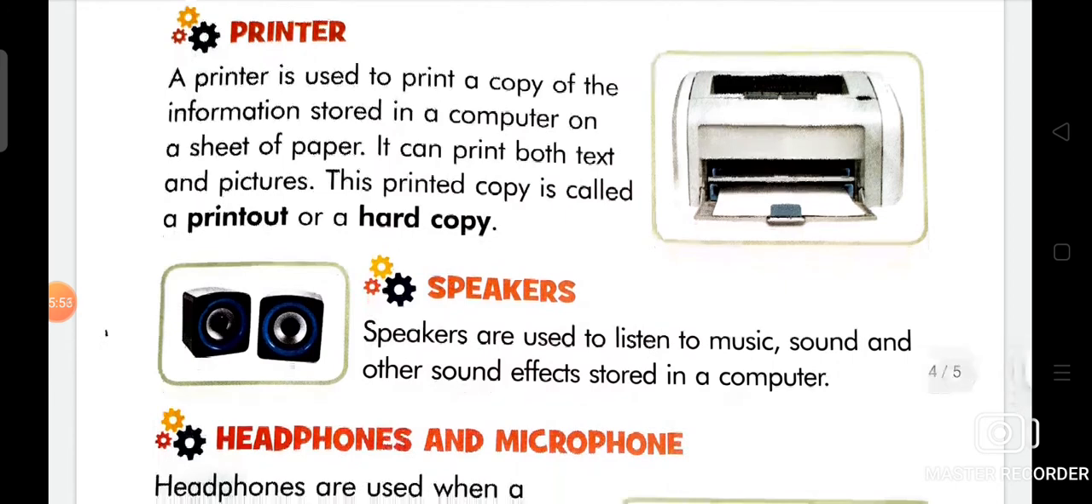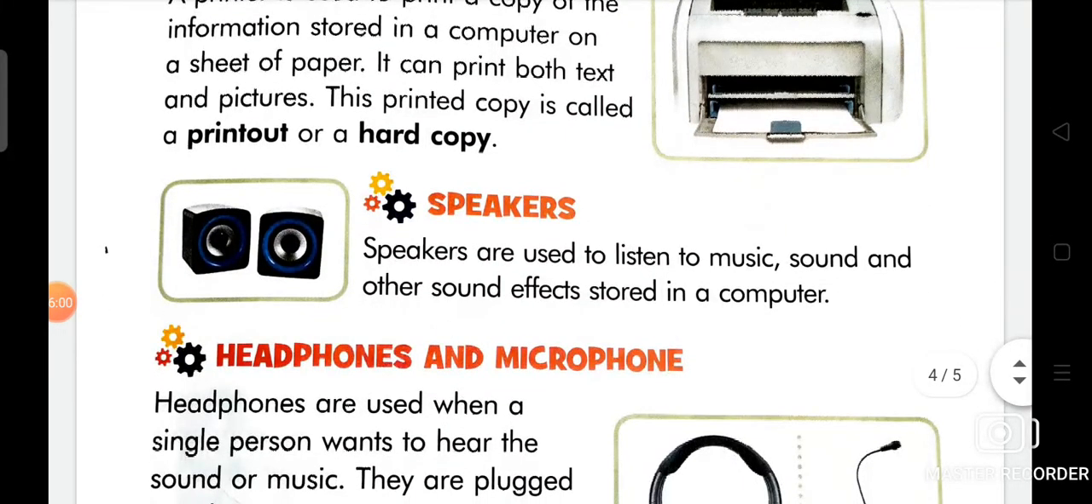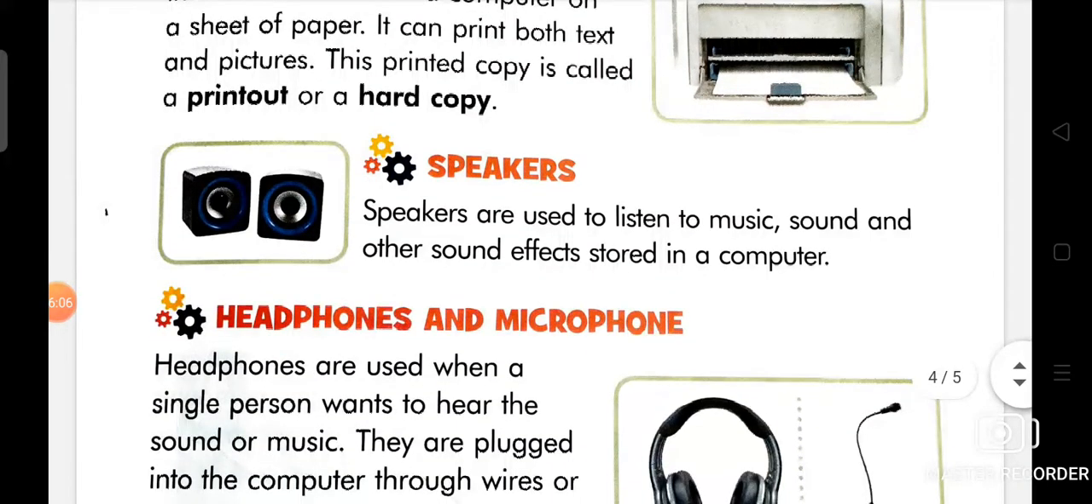So students, your next topic is speakers. Students, have you seen a speaker? Yes or no? As you can see, it is the picture of speakers which are available in our homes. Speakers are used to listen to music, sound and other sound effects stored in a computer.